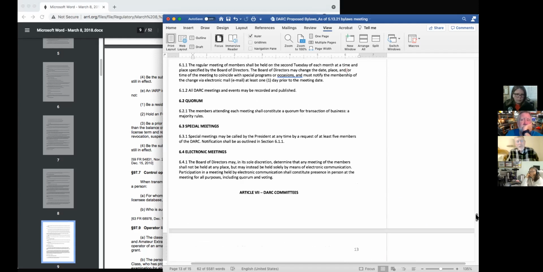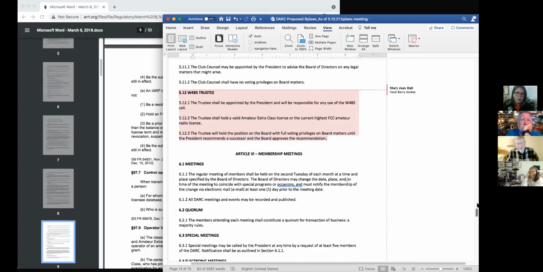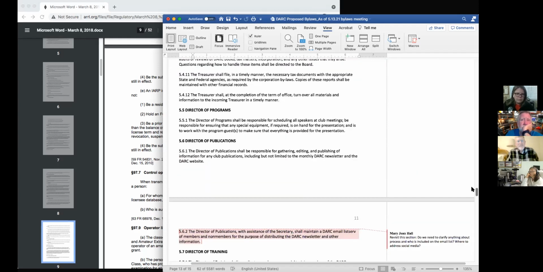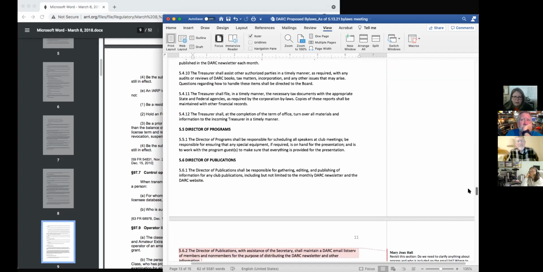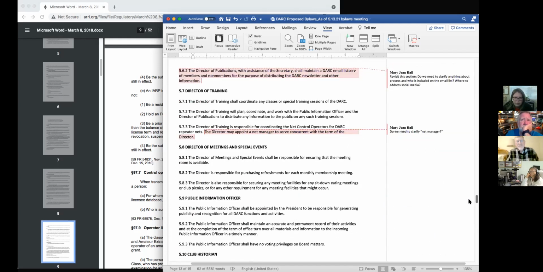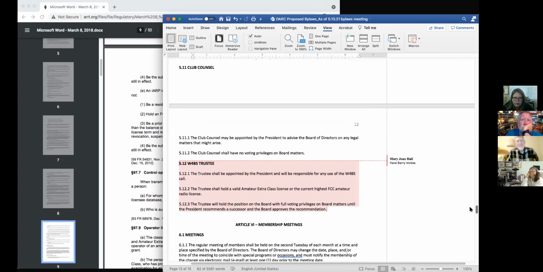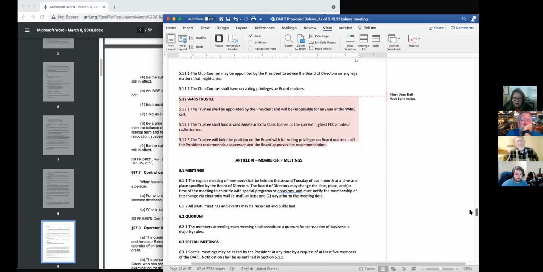Where have we mentioned it before? Well, I was thinking, I don't know. So how are they different? Because I thought the one on the board of directors was over the W4BS. It is 501 12.3, so. Yeah, we can eliminate 7.